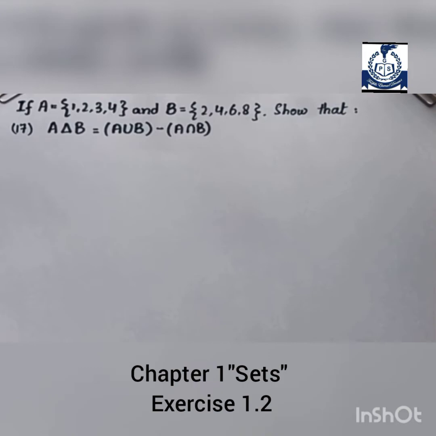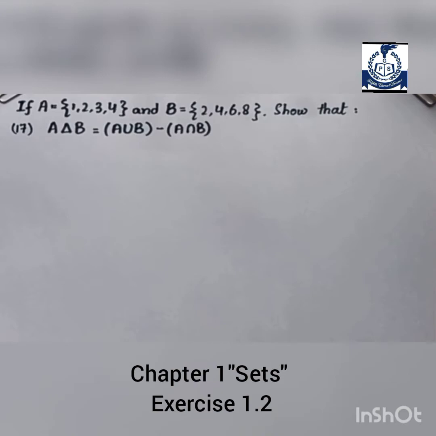So on the right hand side, first we will find A union B, then A intersection B, and at the end we will find A union B minus A intersection B. And then we will check whether the left hand side has the same answer as the right hand side. If both sides have the same answer, it means we verify, we prove our question correctly.